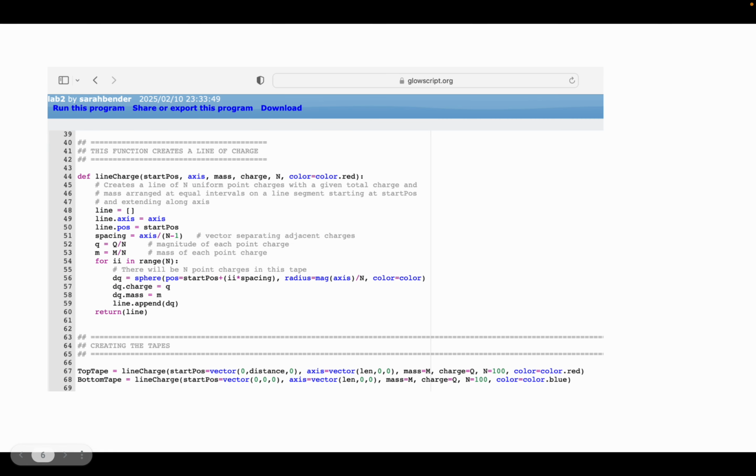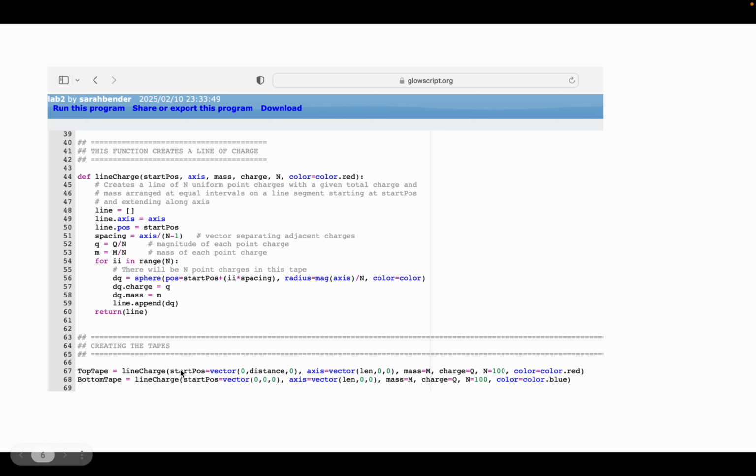And then this is how we create a line of charge. So this is where we split the tape into a bunch of different segments. Here, this is distributing the charge evenly into a bunch of point charges in each segment, with each segment having the same point charge. Again, distributing those masses based on the number of segments that we split the tape in.